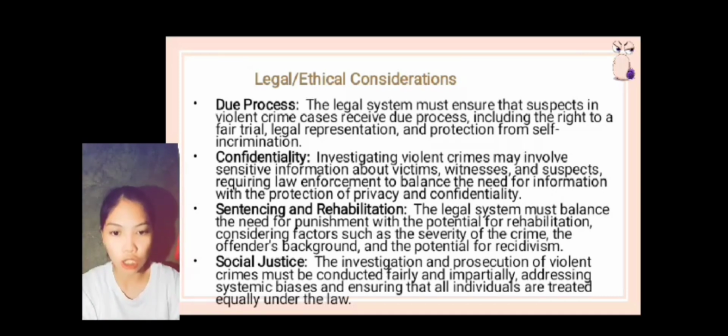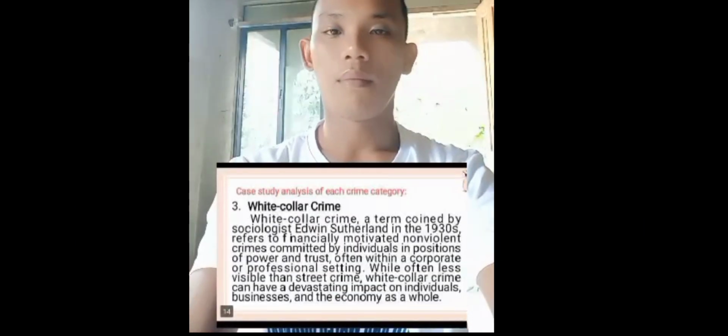Next is social justice. The investigation and prosecution of violent crime must be conducted fairly and impartially, addressing systematic biases and ensuring that all individuals are treated equally under the law. So it refers to fair and equitable distribution of resources, opportunities, and privilege within the society. That's all.